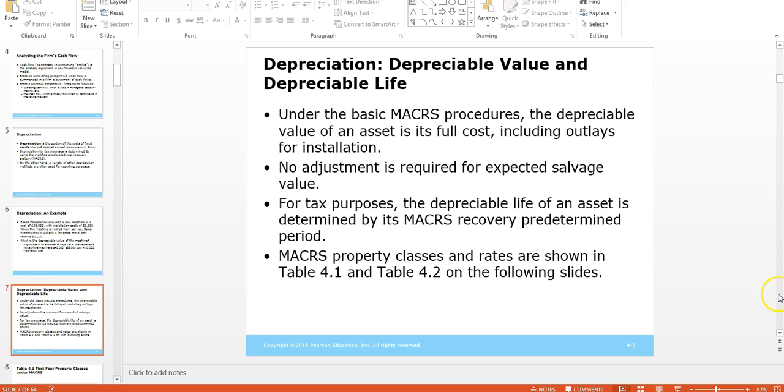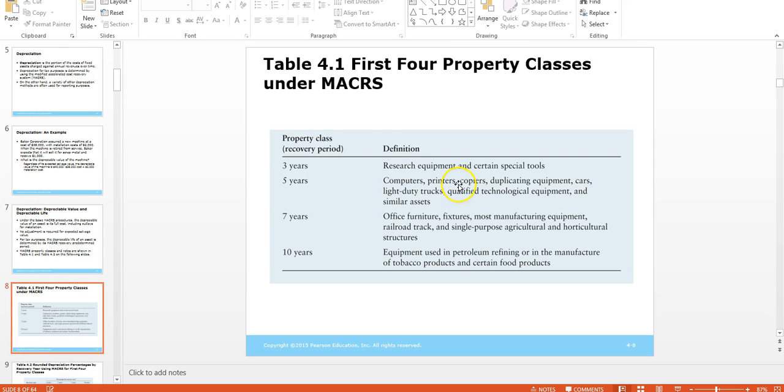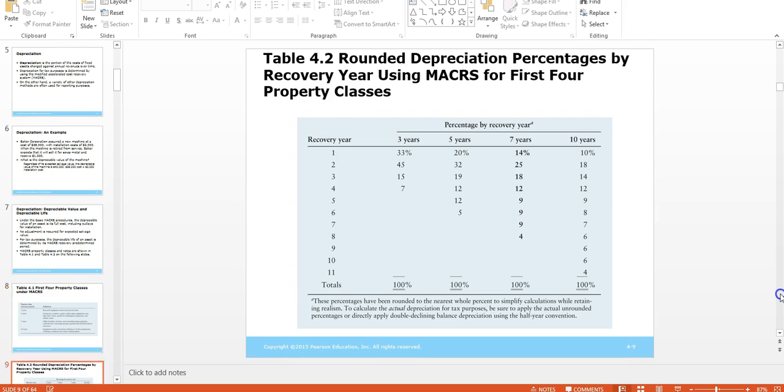We're going to look at some of the tables now for depreciation. And here is the property class, and you'll notice this is an old table, but the IRS will provide an updated property class telling you how many years you can depreciate something. So for instance, look at 5 years here: computers, printers, copiers, and for 10 years they've got equipment used in petroleum refining. And 7 years is office furniture and the like, right? So you can look through this table, and you'll get some good information about it.